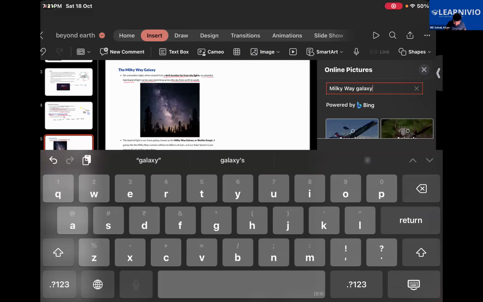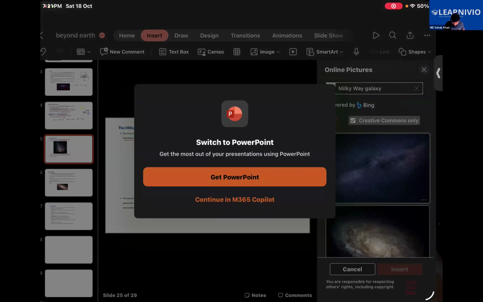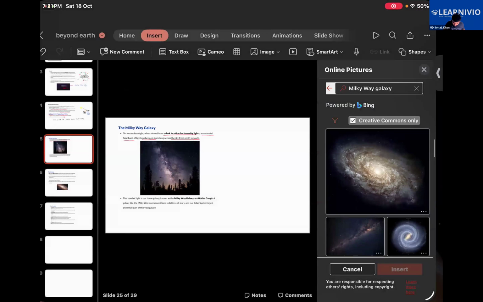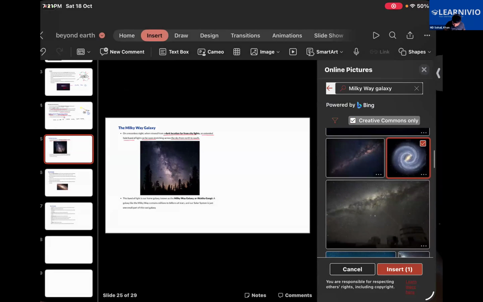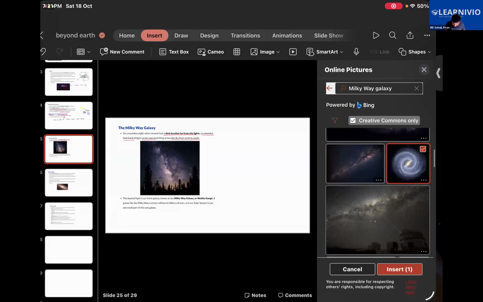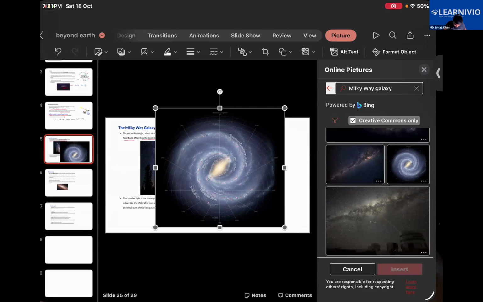This is how it looks. See, this is the structure. This is the image of the Milky Way galaxy. Different galaxies are of different shapes and sizes.